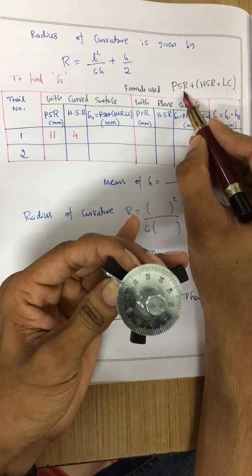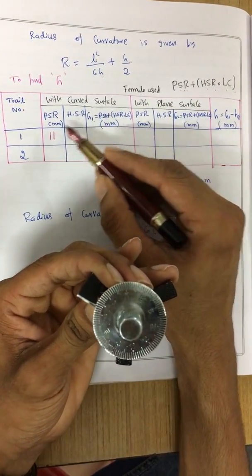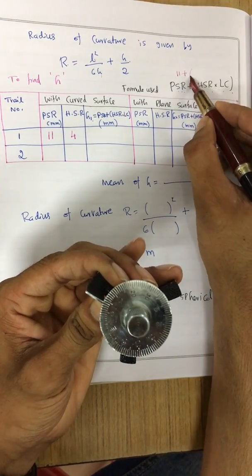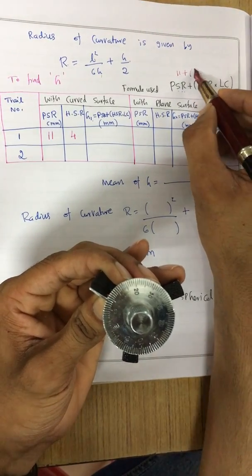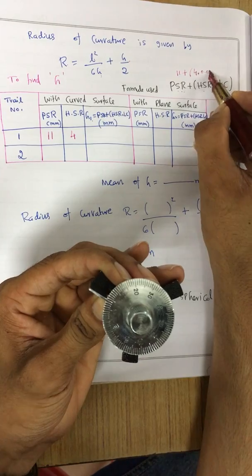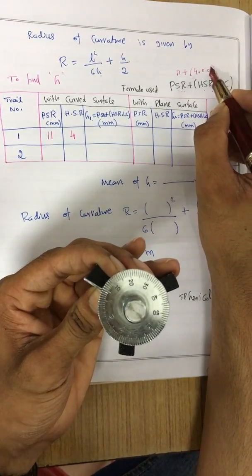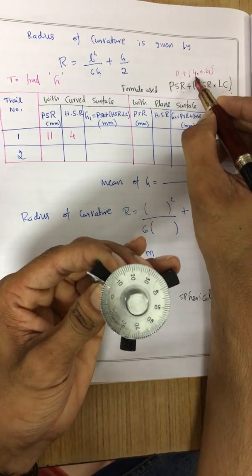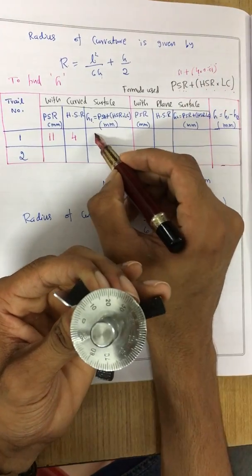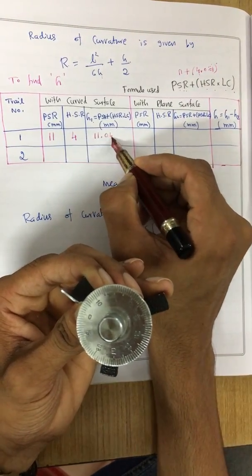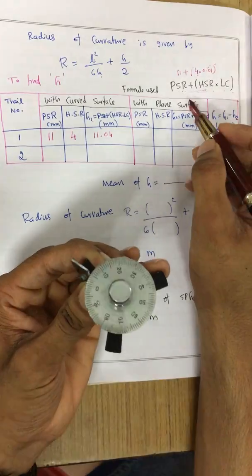So I can make use of this formula to find H1. PSR is 11 plus bracket open HSR, which is 4, times the least count of 0.01. Again, 11 is in millimeter, 0.01 is in millimeter, and 4 has no unit. So you will get the value 11.04 millimeter after substituting here.